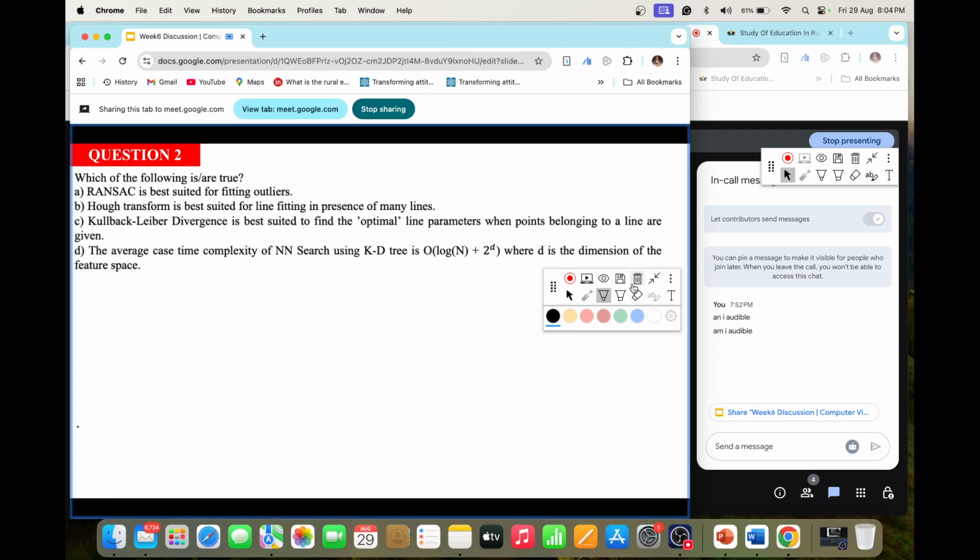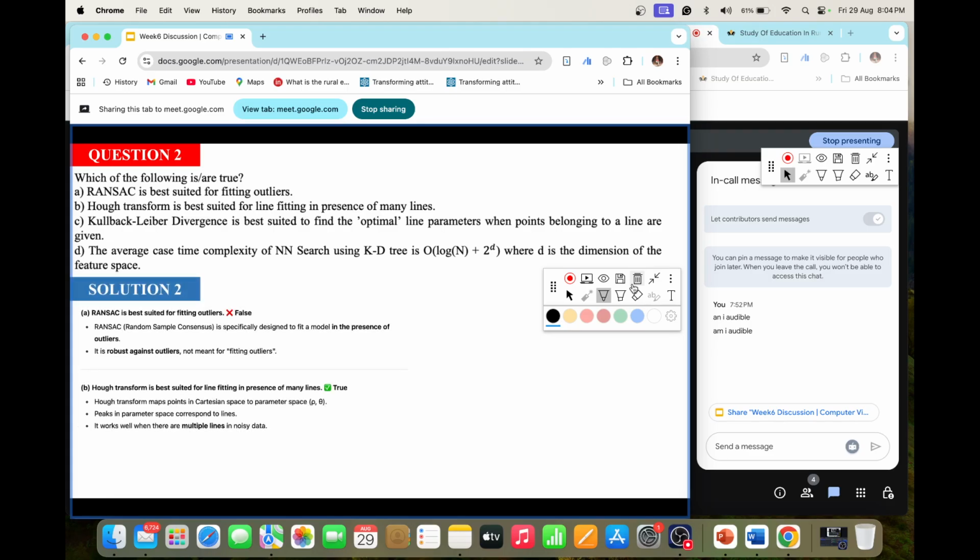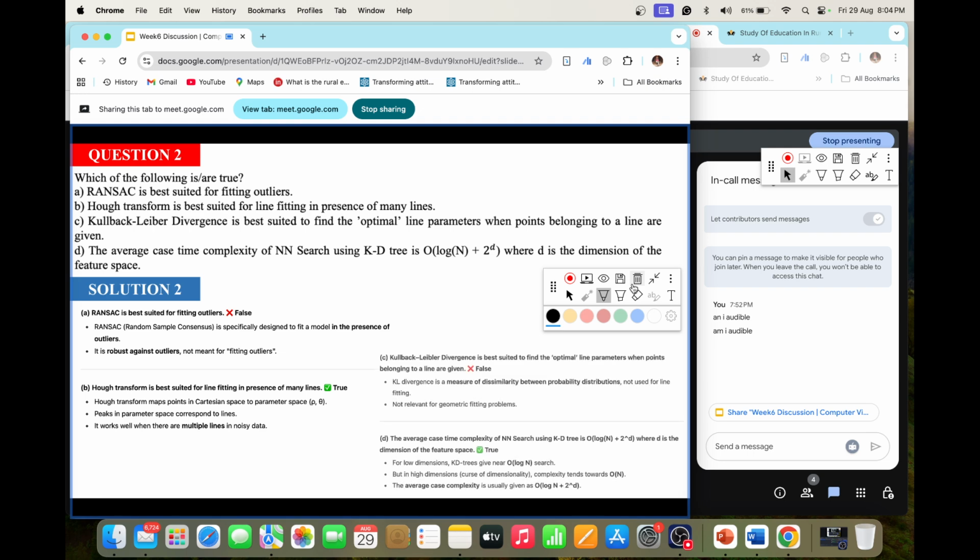Should I discuss this one? Let's just discuss which of the following is true. RANSAC is best suited for fitting outliers. RANSAC is known as random sample consensus. It works well and is robust against outliers, but it is not used for fitting outliers. So that is why it is false.